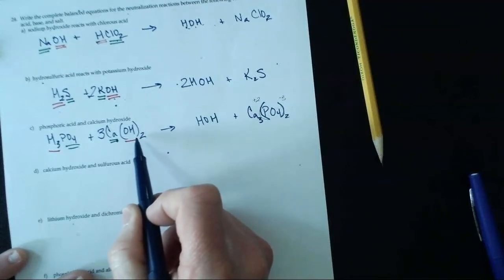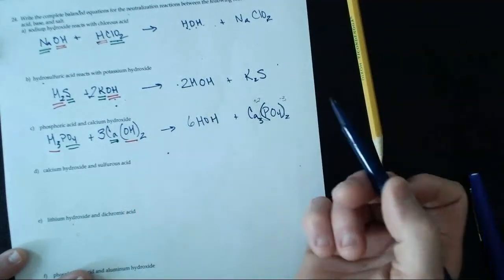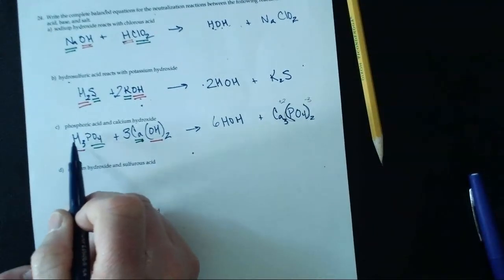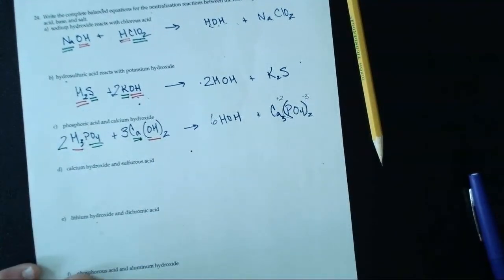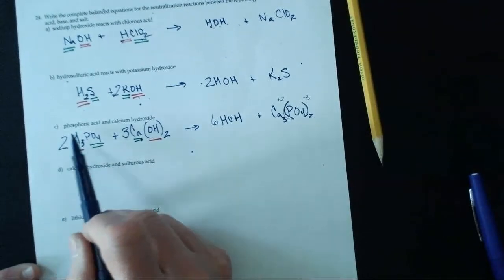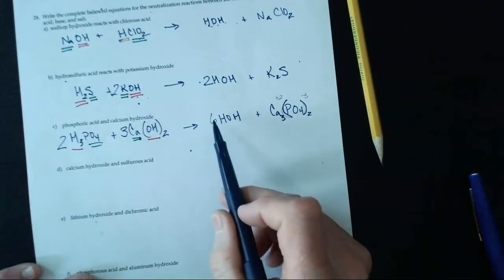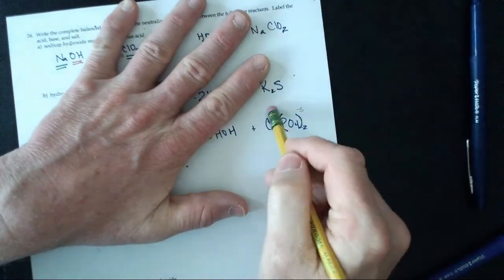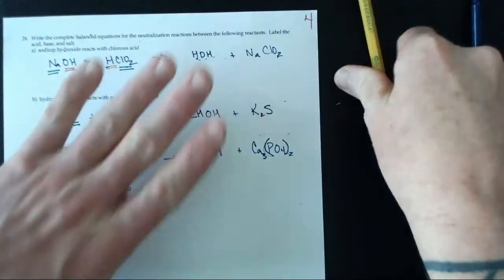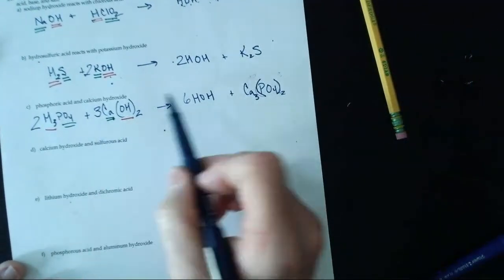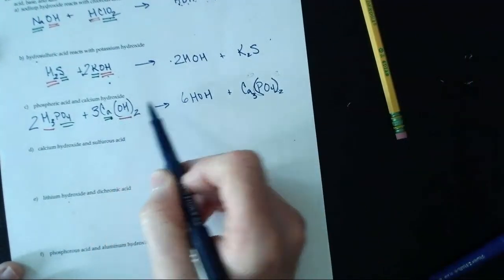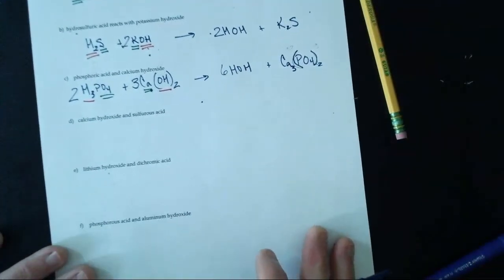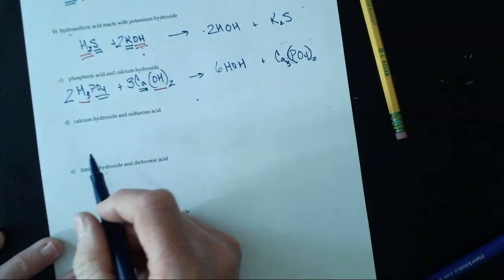Well, if I have 6 hydroxides, I'm going to have 6 waters over here. I've only got 3 hydrogens on this side, so if I put a 2 right here, now I should have 6 hydrogens, 2 phosphates, 6 hydrogens, 2 phosphates. I'm going to erase these charges. 3 calciums, 3 calciums, 6 hydroxides, 6 hydroxides. So there you go, that's balanced. All right, 3 more. Let's see if we can do these really quick.